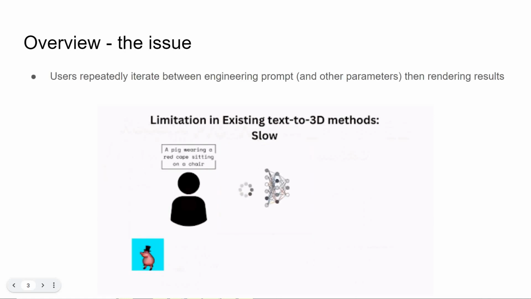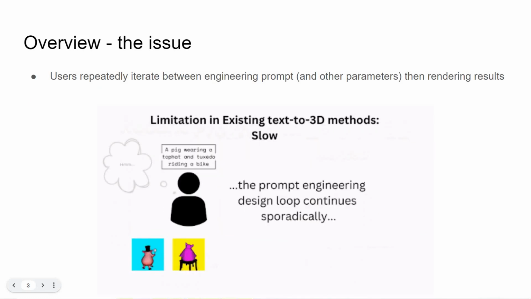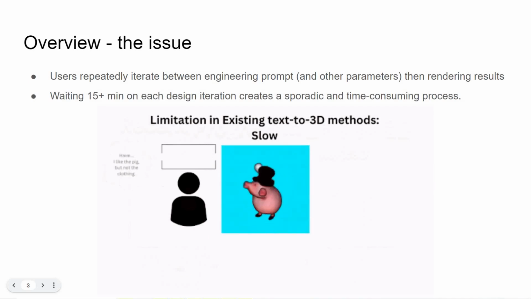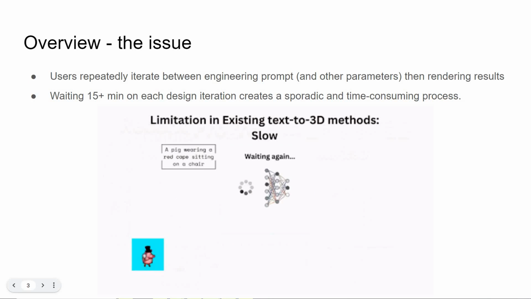The current design process, overviewed in the video, isn't perfect. Users repeatedly iterate between engineering text prompts and other design parameters, then rendering the results in text-to-3D pipelines. Waiting for 15 or more minutes of optimization on each design iteration creates a sporadic and time-consuming process for the user, while being expensive for the pipeline operator.